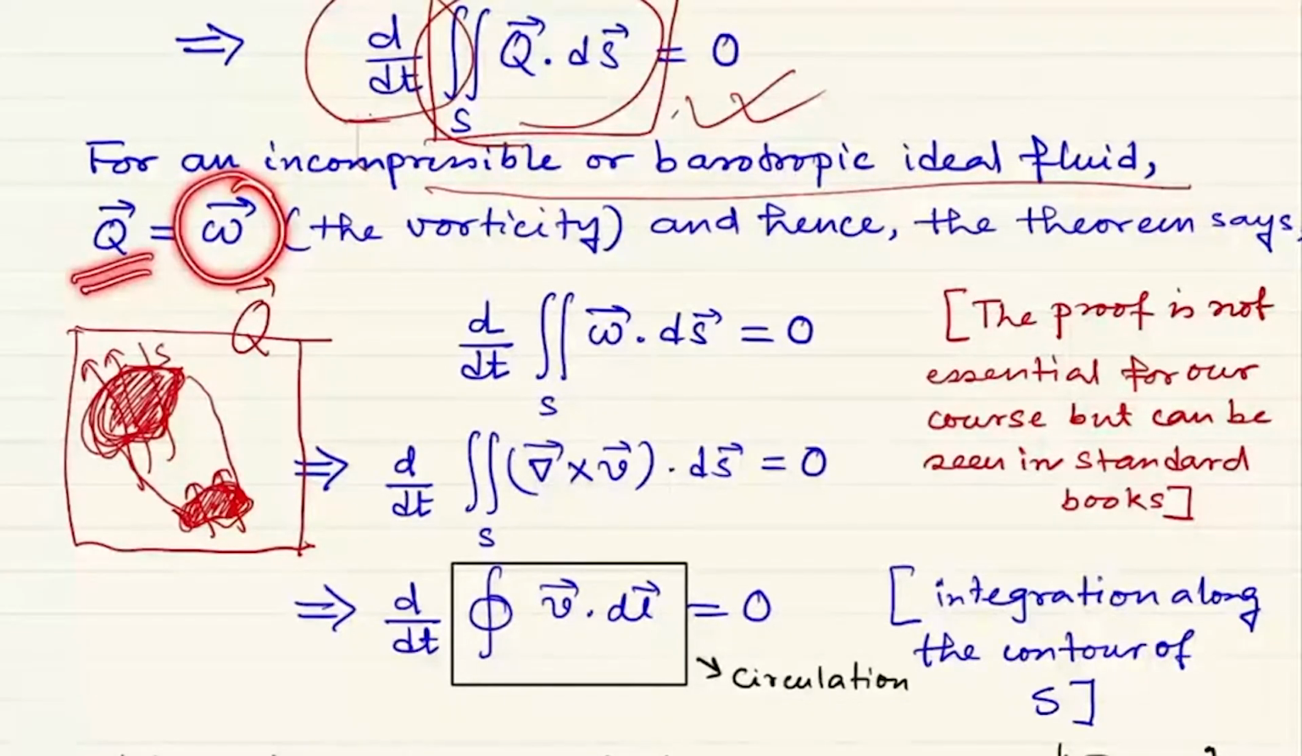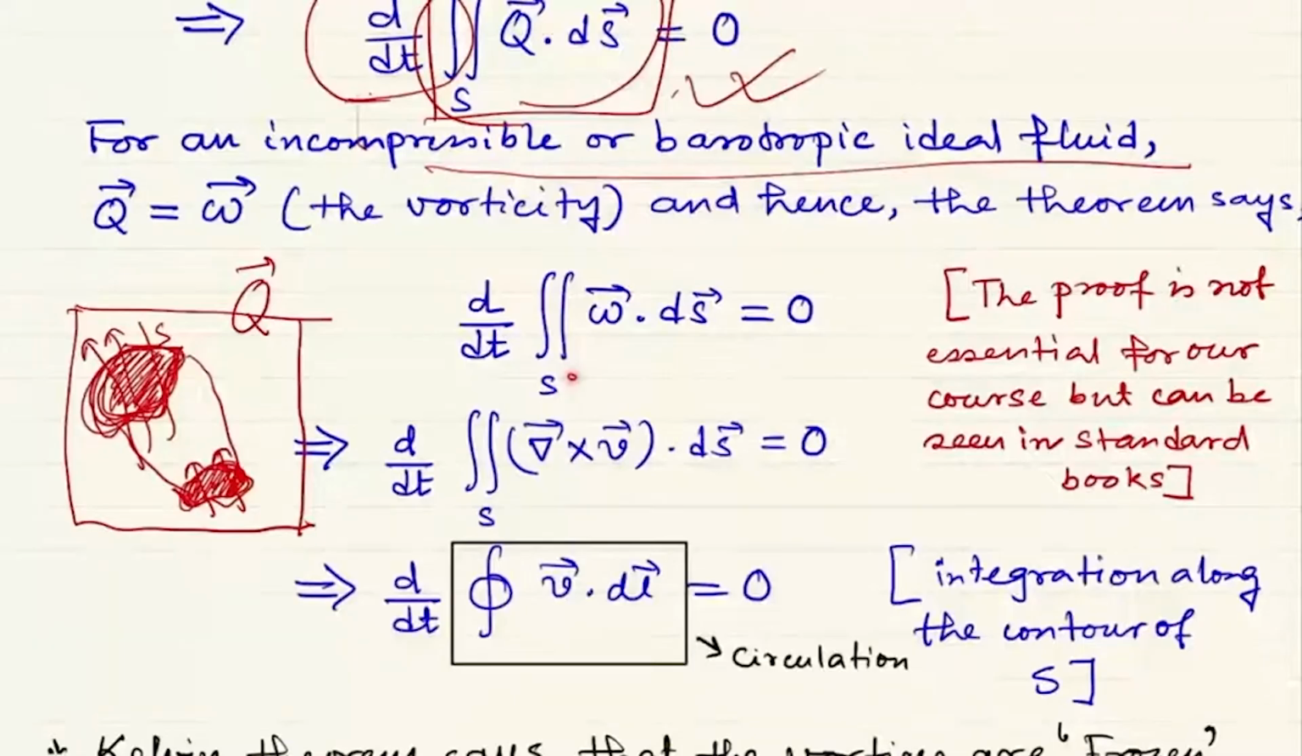So for an incompressible or barotropic ideal fluid, of course, omega behaves like this q. And that's why the theorem simply says that for this type of incompressible or barotropic ideal fluids, d/dt of the surface integral of omega dot dS is equal to 0. So that is the so-called Kelvin-Helmholtz vorticity theorem. Now I can do some mathematical reductions from this, which simply says omega is nothing but curl of v. So this is nothing but d/dt of the surface integral of curl of v dot dS is equal to 0. So that is the statement of Kelvin's theorem.